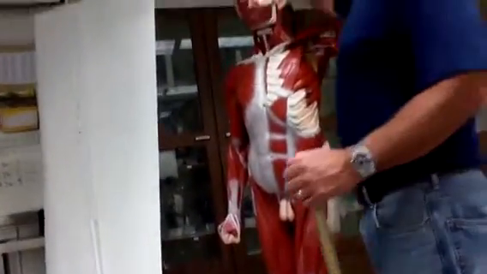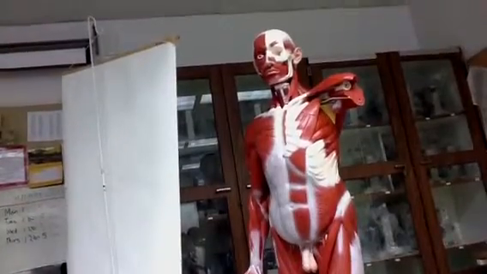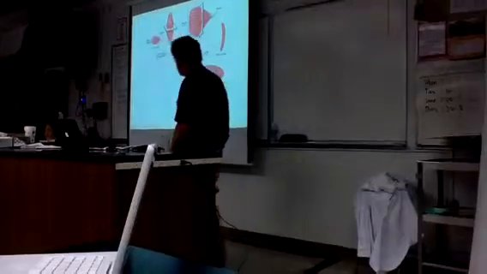The organization of the fibers: parallel, convergent, unipennate, bipennate, multipennate, circular. This can help you understand basically the organization of muscle fibers. So here's how this works. Let's do circular first.